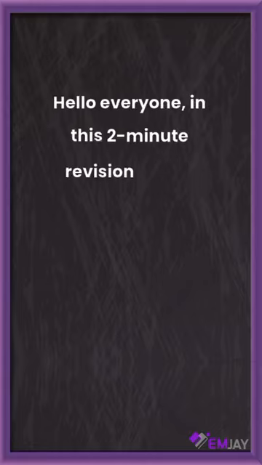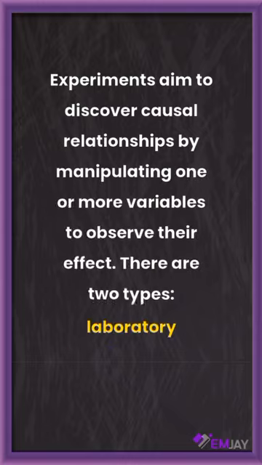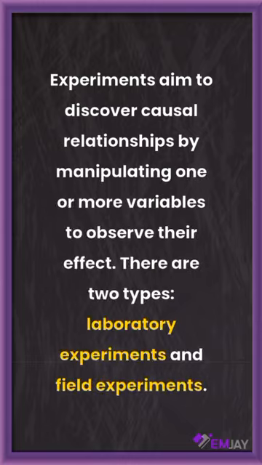Hello everyone. In this 2-minute revision lesson today, we shall be revising the topic quantitative research methods, experiments. Experiments aim to discover causal relationships by manipulating one or more variables to observe their effect. There are two types: laboratory experiments and field experiments.